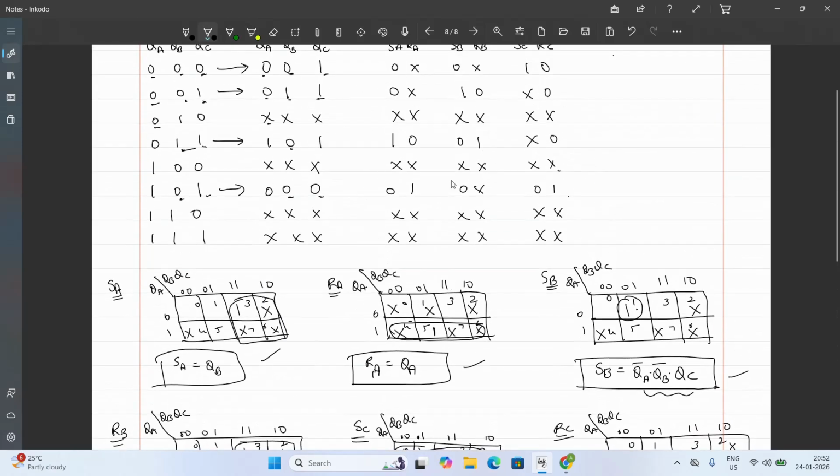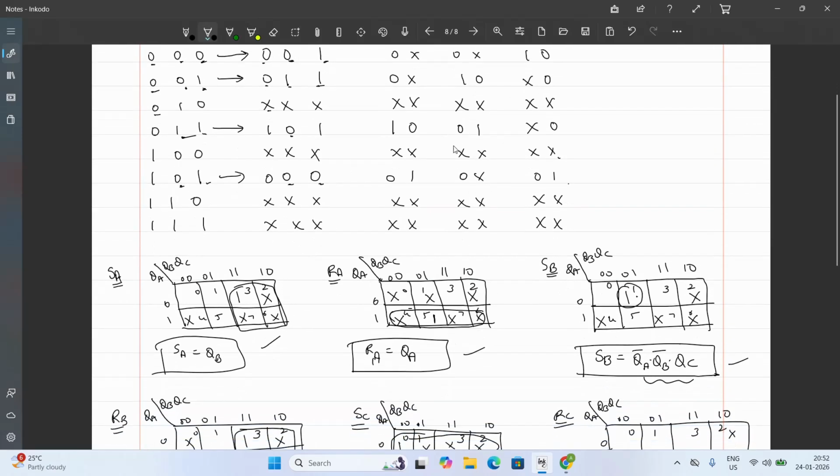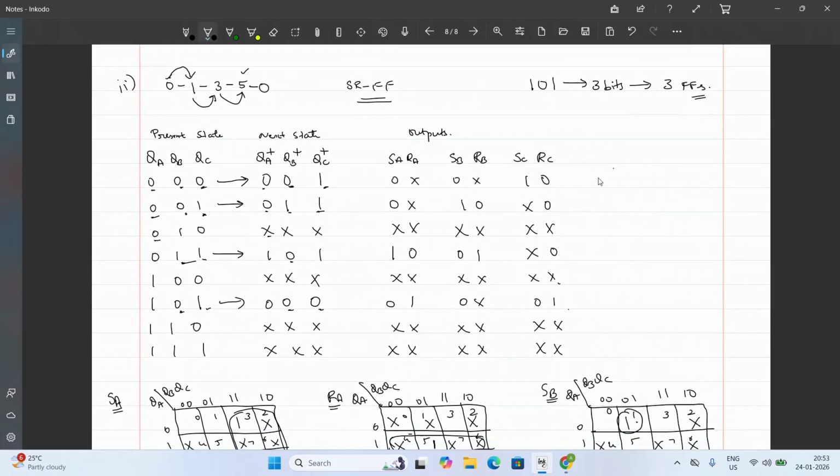So this table is very important. If you make a mistake at this stage, then the entire problem is going to be wrong. So please be very careful when you're solving this part, especially the next state part.